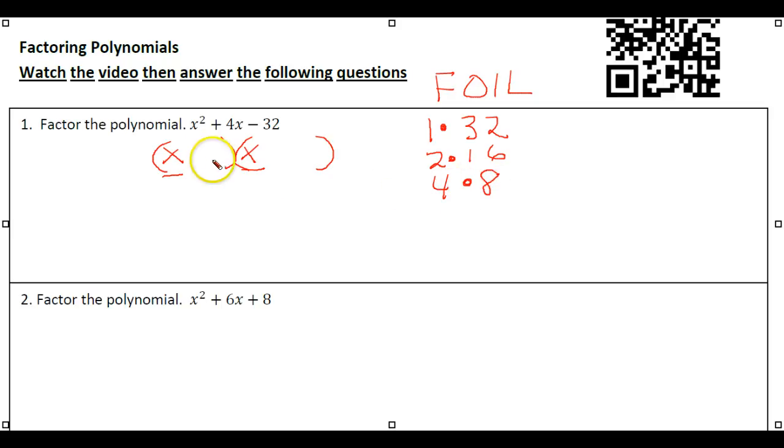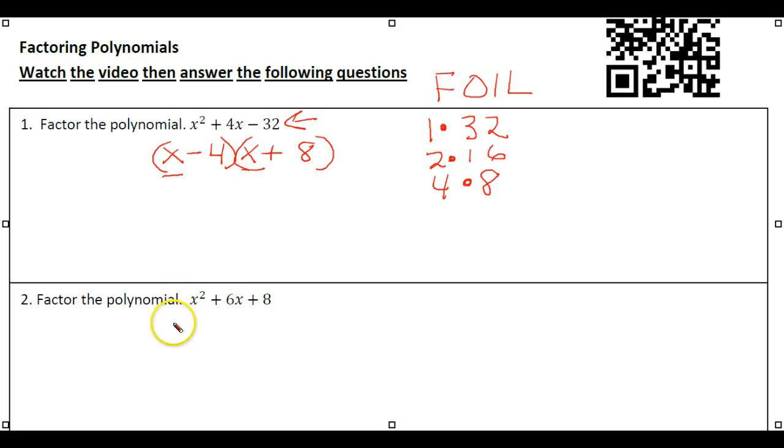Now, if I put a 4 and an 8 there, now notice my last sign is negative. So one of these has to be negative. But my middle term is a positive 4. If this is a positive 8, and this is a negative 4, when I FOIL this, I get this. So I've checked it using the FOIL, and I undid the FOIL through brainstorming to give me possible factors.